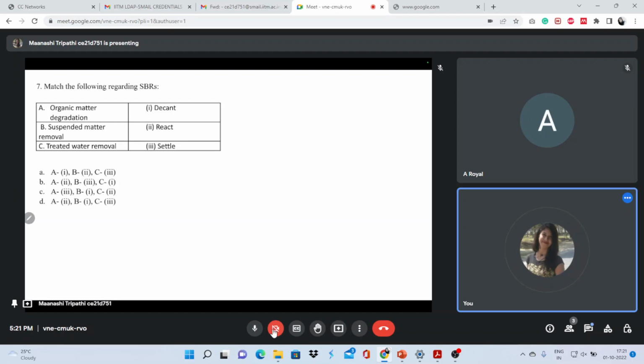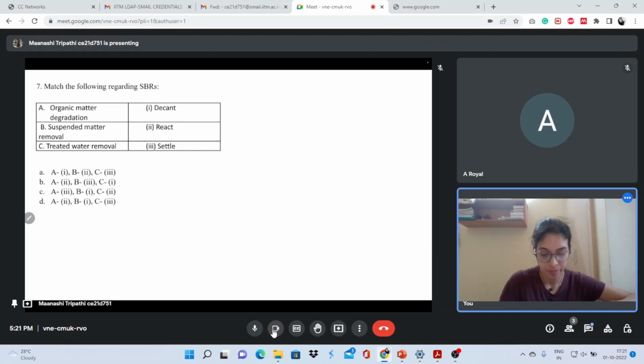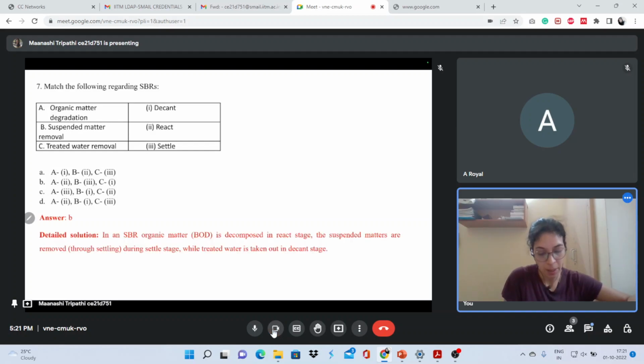Okay, we'll see the answer now. So the answer is B. Starting from fill phase, nothing will happen. Then comes react phase. In react phase, what will happen? All the organic matter which is soluble will react. What happens in settle? All the organic matter that has reacted will settle down.